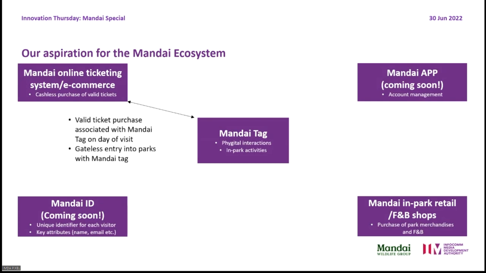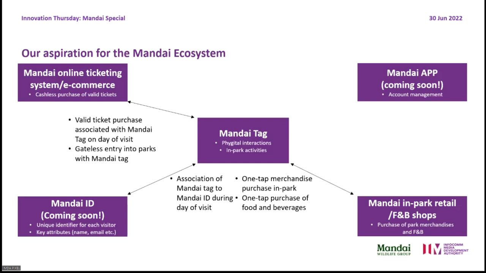In pre-park, when you purchase your tickets online, you'll be associated to your Mandai tag on the day of visit. So when you purchase a valid ticket and collect your Mandai tag on site, it will already be tagged to you with your Mandai ID as well. Using the Mandai tag, once it's associated to your Mandai ID, you can just walk into the park seamlessly. And then inside the park, in the in-park process, what can you do? One tap to purchase your F&B or your retail stores.